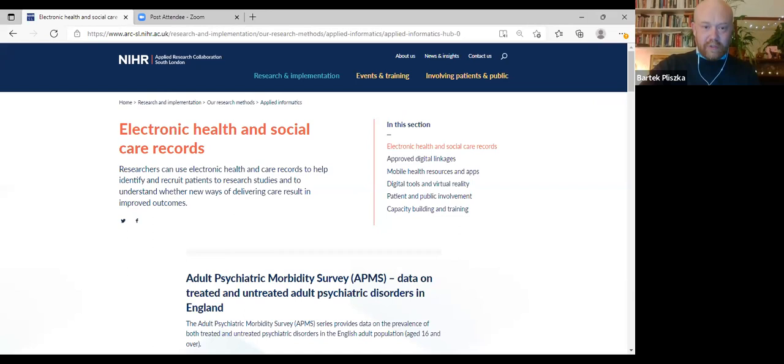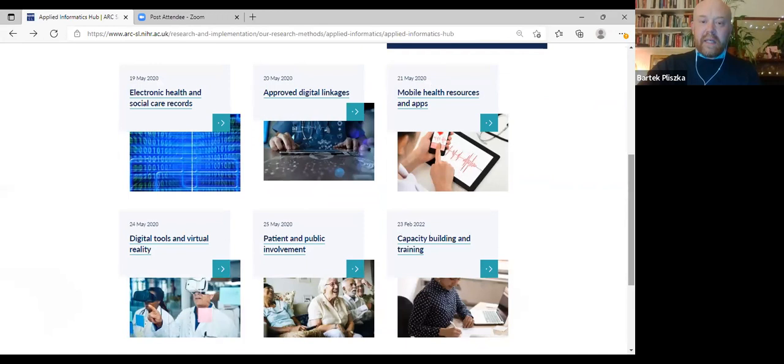The other arms look into understanding whether new ways of delivering care result in improved outcomes, again using big data to evaluate innovative ways of care. So please be encouraged to go to the website and explore it for yourself. The important thing is we're building our capacity continually, so please get in touch with us if you have any ideas or any feedback. You will find contact details on this website too, which our communication department will share with you through the chat. Thank you very much.